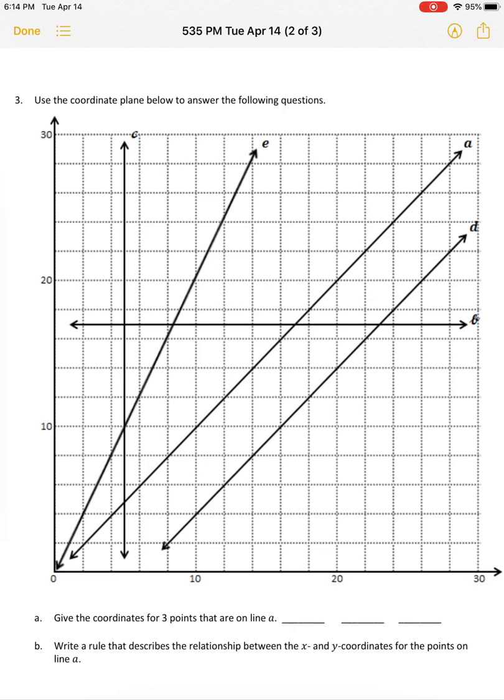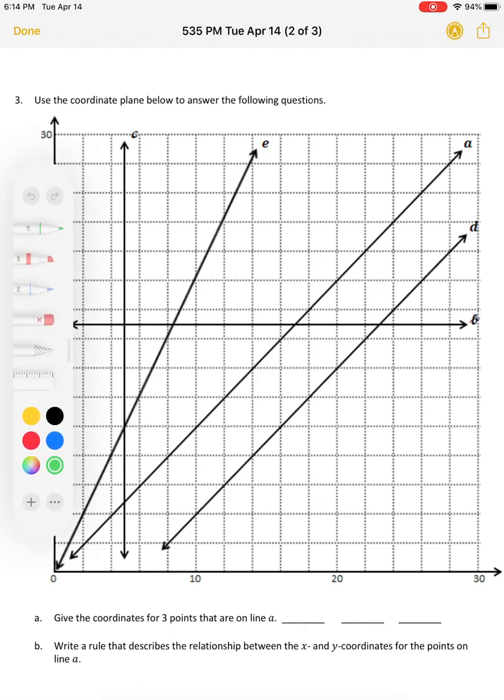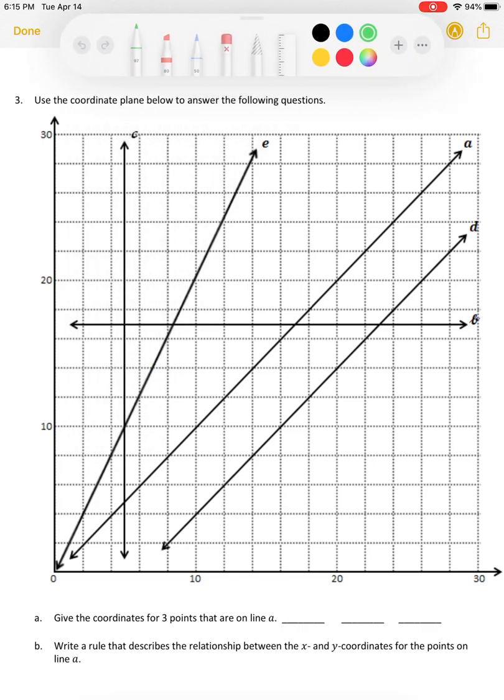We left off on problem 3 in the last video. If you haven't seen the last video, go to part 1 first, then come back to this particular video. It helps out if you watch the videos in order, you all, okay? Number 3, use the coordinate plane below to answer the following questions. Question A says, give the coordinates for 3 points that are on line A.